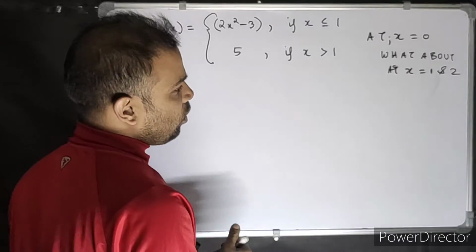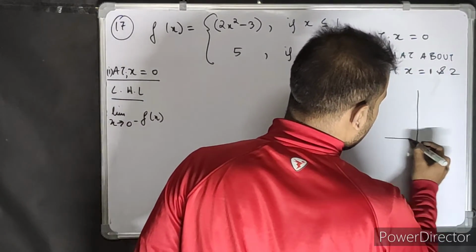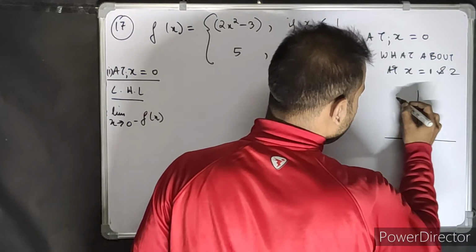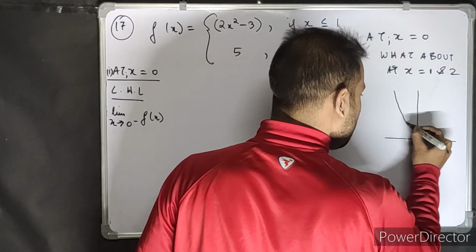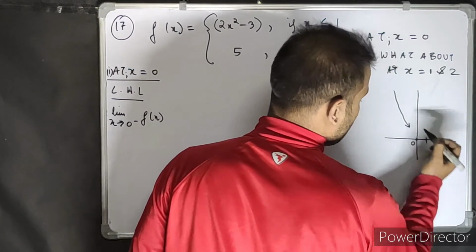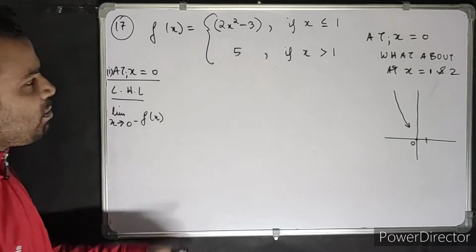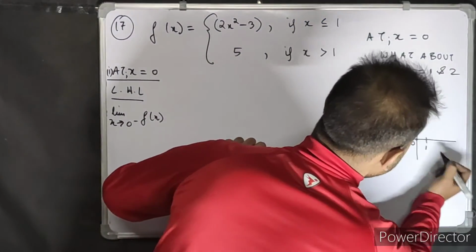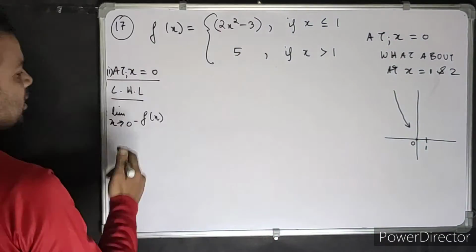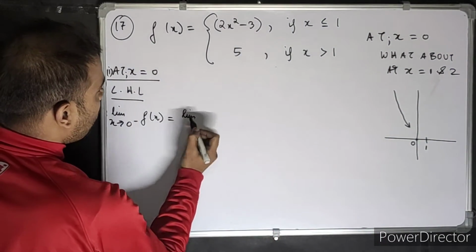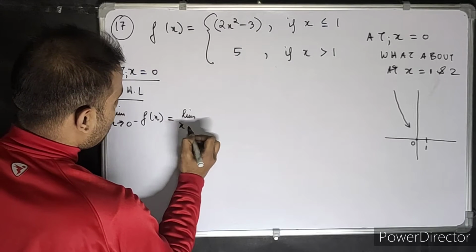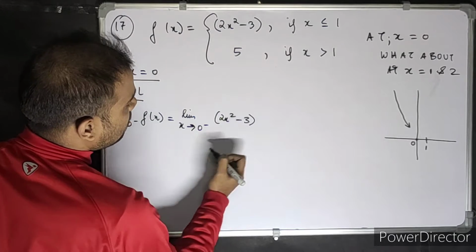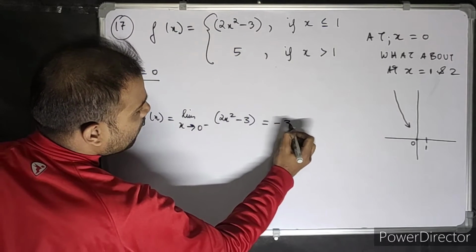If the graph is approaching 0, this is 0, okay, this is 1 here. If the graph is approaching 0 from the negative side, that means it is still less than 1. 1 is here, it's still less than 1. So you will use this function. So limit of, see, less than 1, x tends to 0 negative, 2x square minus 3. Put a 0, you get minus 3.